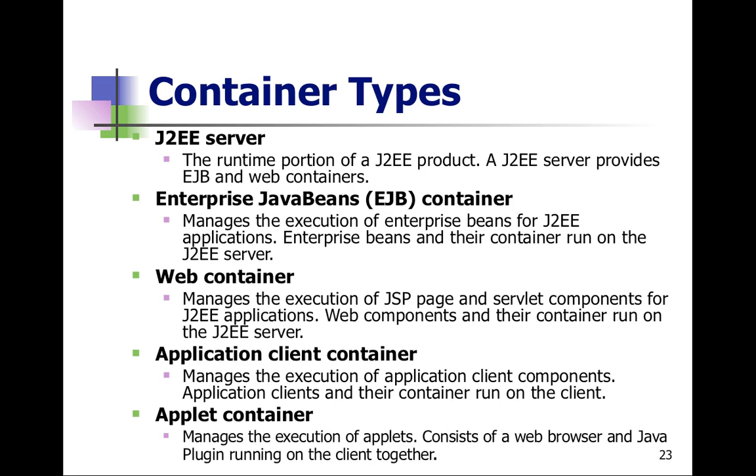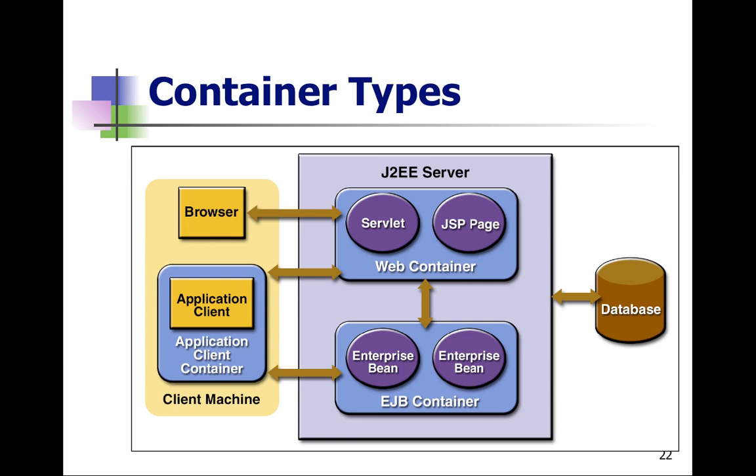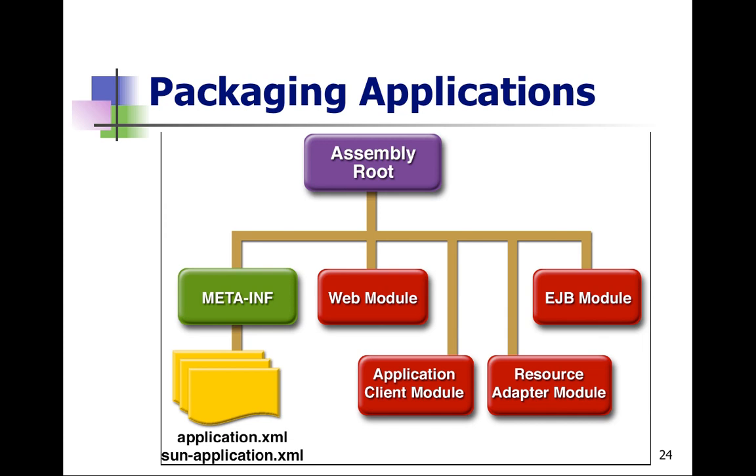So, when we package the application together, this is sort of what it looks like when we create the packaging. Because we're not going to take this whole thing and have a million different .class files everywhere. So we're going to package it together. So in terms of the application packaging, we have our assembly root, we have our web modules, we have our EJB modules, resource adapter modules, application client modules, all the little pieces together.